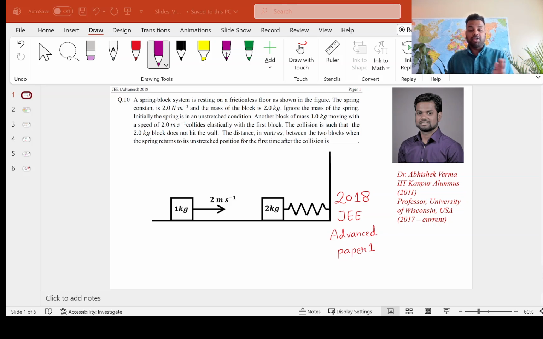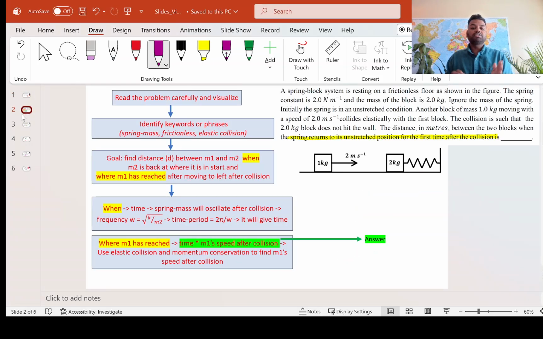In this video, we will work on this problem. This is from 2018 JEE Advanced Paper 1. So let us look at the thinking strategy. First, read the problem carefully and visualize what is happening and identify the keywords and phrases.